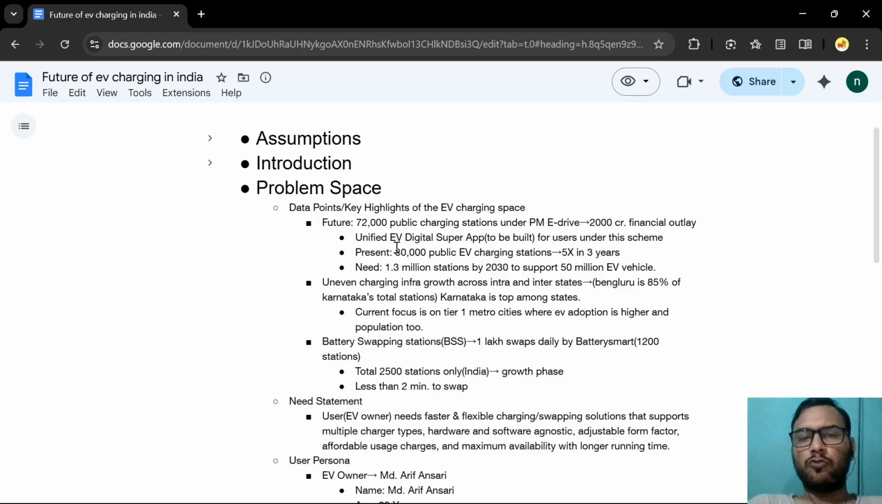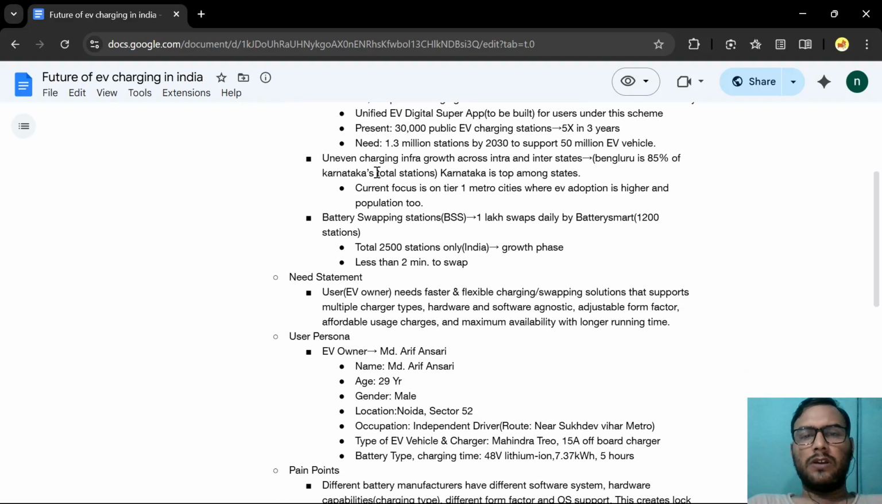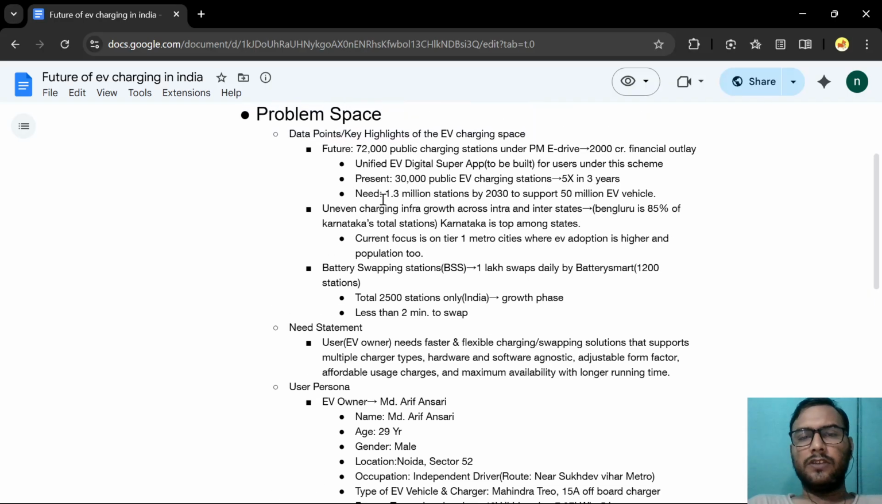a digital kind of super app, an EV super app, where users can make the payment, see the nearest location of charging stations, and similar things like that. Another point is the charging infrastructure growth, charging stations across the states. Karnataka is the leading state among all the states in India. And in Karnataka, Bangalore has the highest number of stations, I think around 3,000 or something.